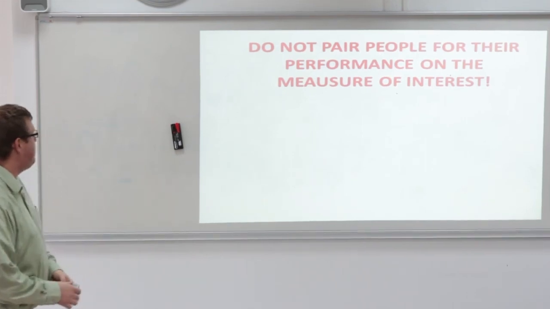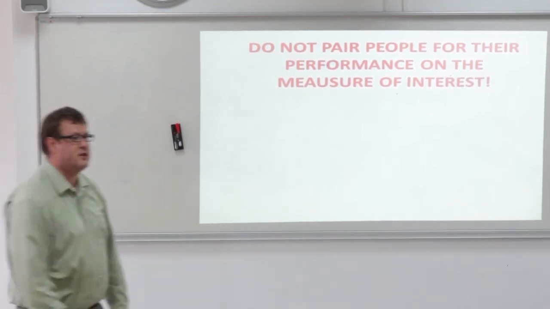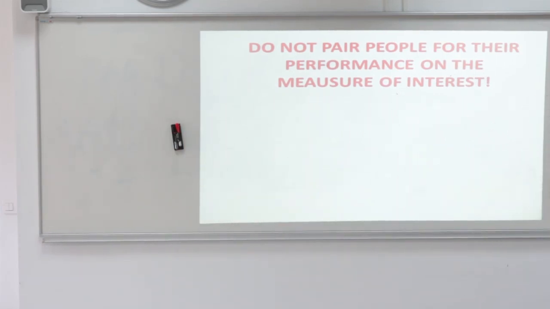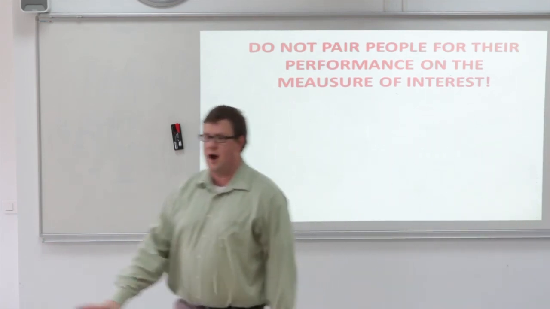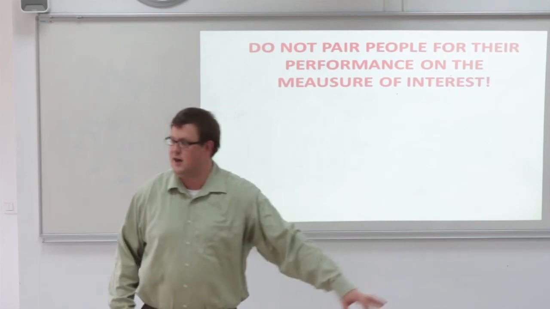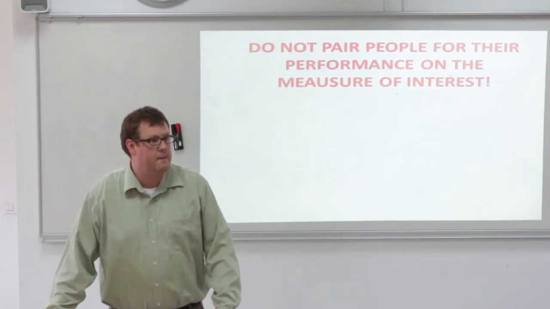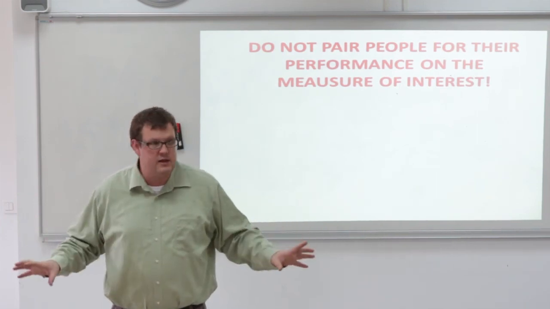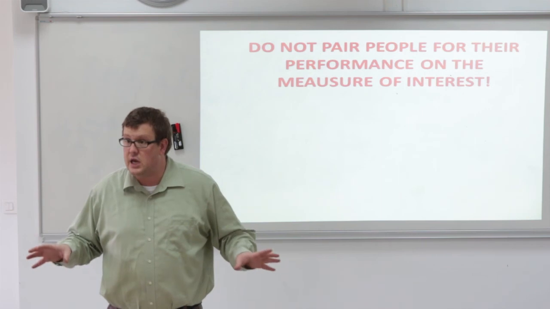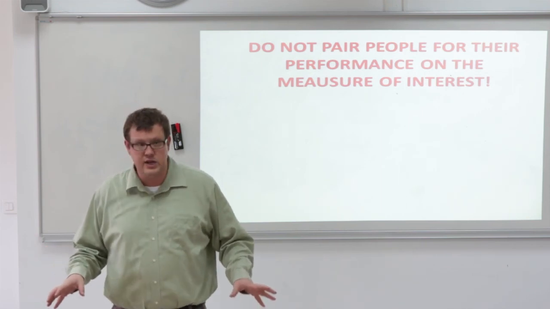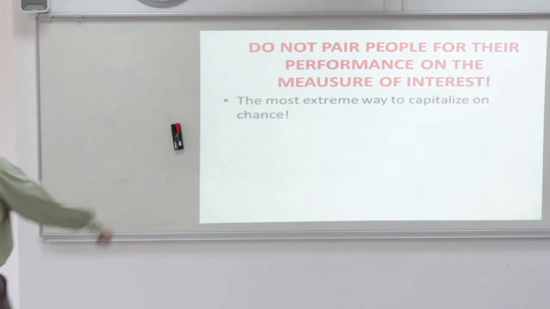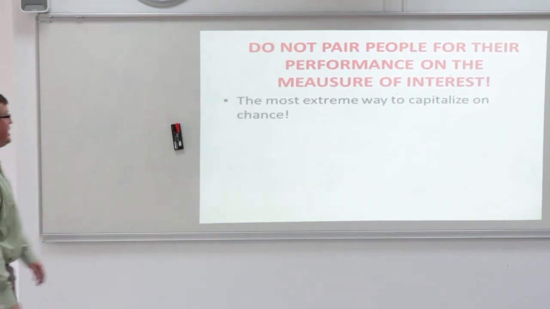What we do not want to do is pair people by their performance on the measure of interest. So we take a random sample, test their memory, take another random sample, train them, test their memory, and then say, oh, well, let's pair the highest person on this with the highest person on that, and the lowest person on this with the lowest person on that. Why not? The samples were independent. There shouldn't have been a correlation. By pairing them like that, you artificially introduced a correlation that wasn't there. You made one. And this is the most extreme way to capitalize on chance.